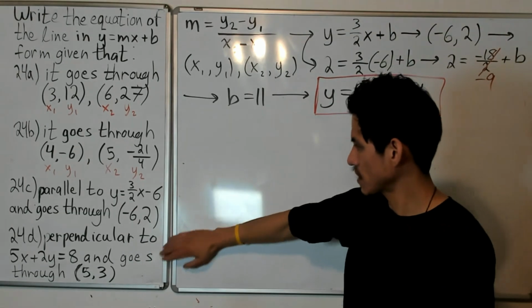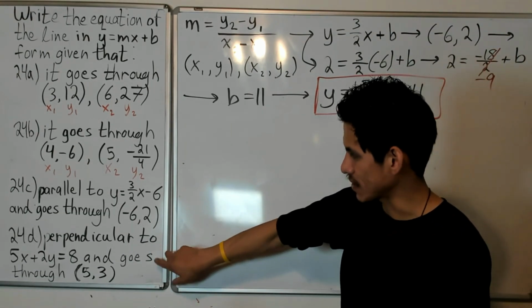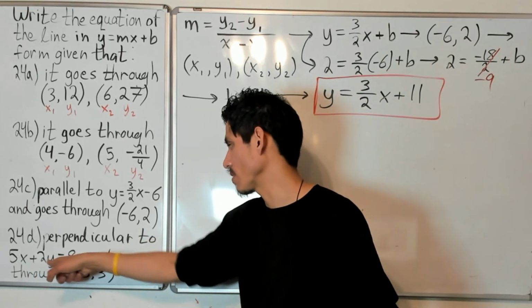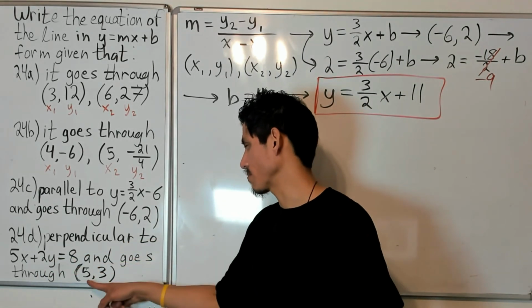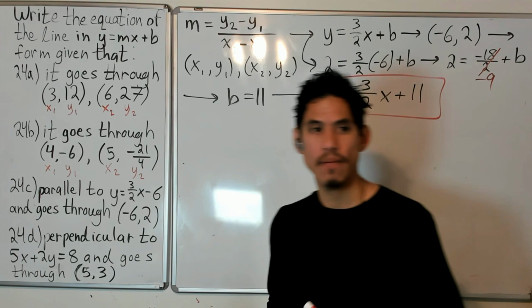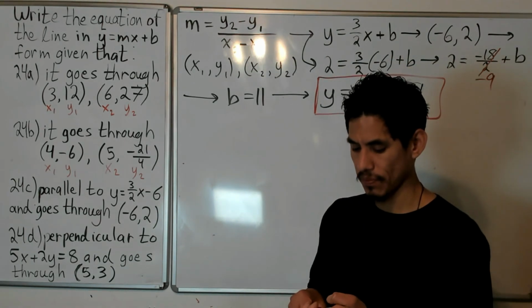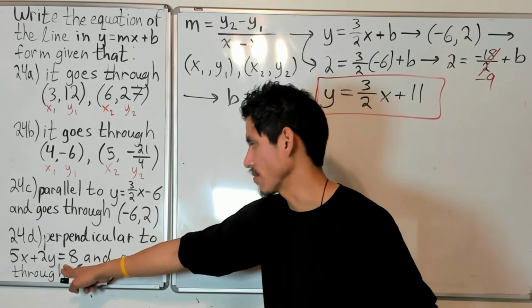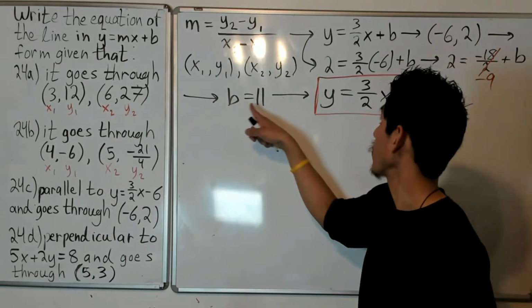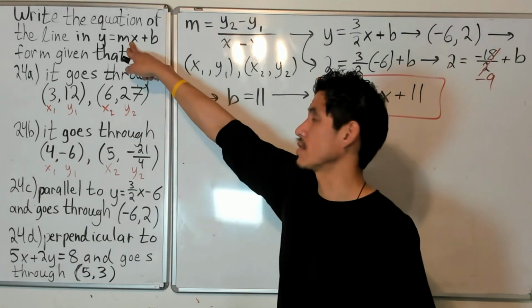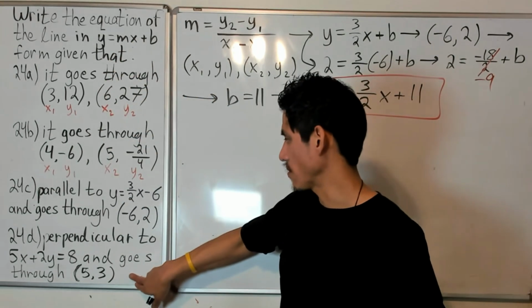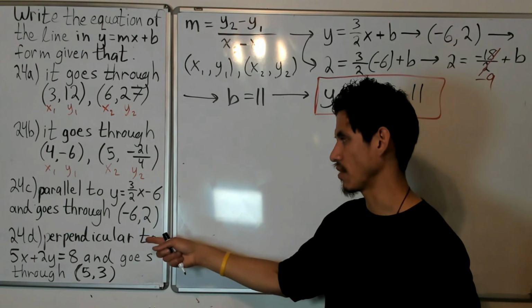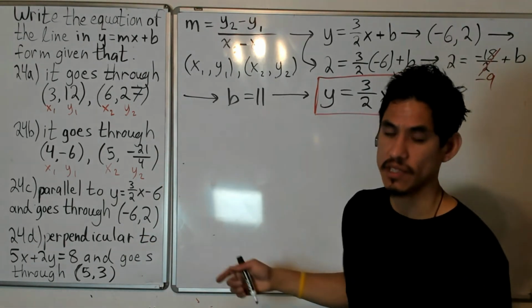All right, now for the last one here, we're told that it's perpendicular to this line, 5x plus 2y equals 8, and that it goes through the point 5, 3. So first off, let's solve this for the slope-intercept form. Remember the y equals mx plus b form, because once you know the slope, it's easier to find out what the slope of a perpendicular line is, which I'll tell you in just a second.